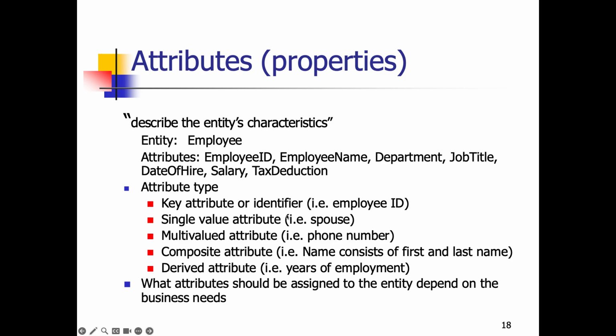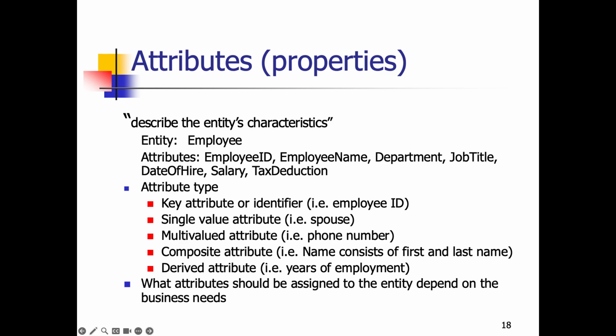And we have single valued attributes or multi-valued attributes. So multi-valued attributes are just the ones that can have multiple values. For example, let's say if for a person you're storing a phone number, a person can have different phone numbers, right? So a phone number can have different values.